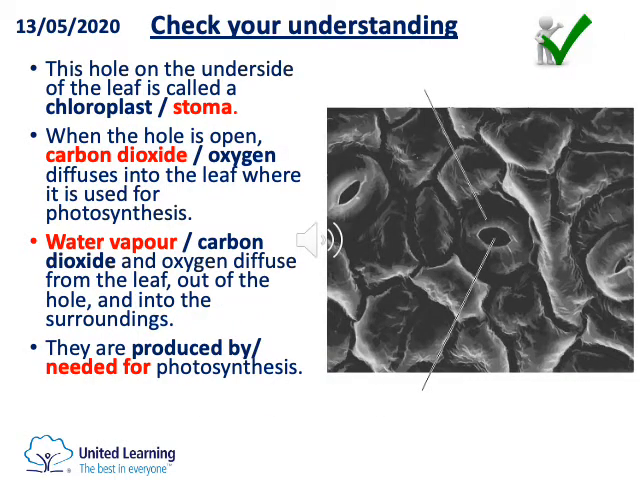Now on these ones, the hole on the underside of the leaf is called a stoma. When the hole is open, carbon dioxide diffuses into the leaf where it is used for photosynthesis. Water vapour and oxygen diffuse from the leaf out of the hole and into the surroundings. They are needed for photosynthesis.